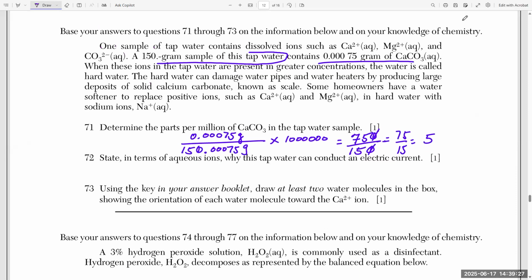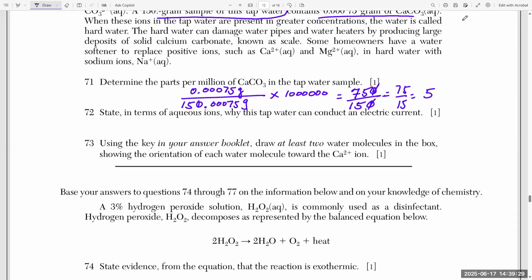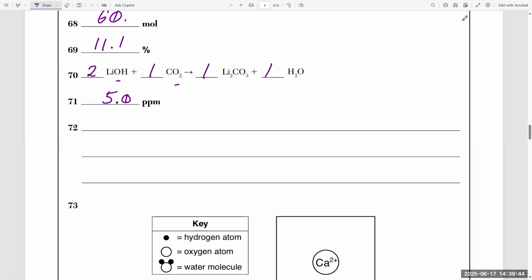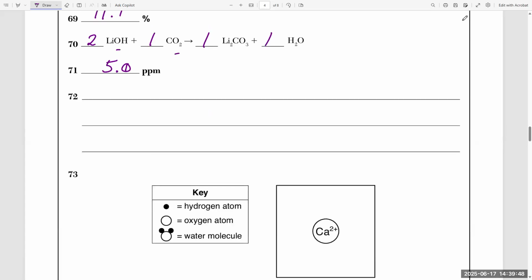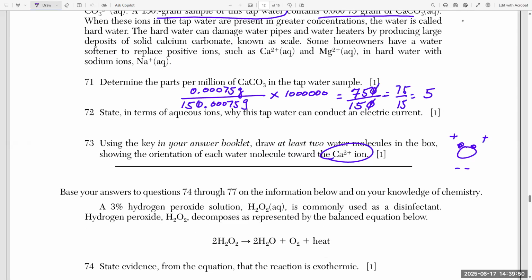Using the key in your answer booklet, draw at least 2 water molecules in a box showing the orientation of each water molecule towards the calcium 2 plus ion. Now remember, this is a cation. What do you know about water? We know that the oxygen side is slightly negative and the hydrogen side is slightly positive. So that's it. That's what they want to know. So let's go over here. Did we do number 72? Oh, I'm sorry, we didn't do number 72. Let's go do number 72.